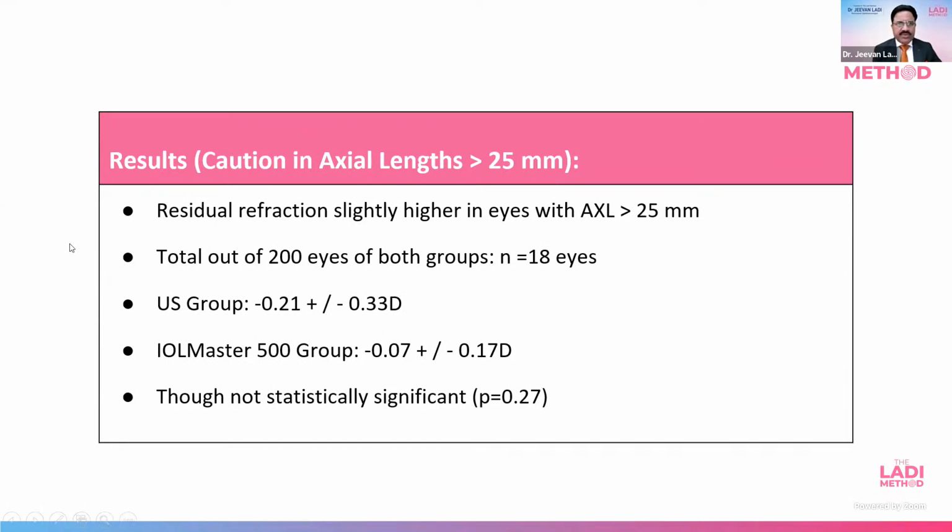In the results, caution should be maintained for axial length which is more than 25 millimeter. The residual refractive error is slightly higher in eyes with, say, axial length more than 25. It was negligible, but out of both the groups, that is 200 eyes, a total of 18 eyes have a little bit of variation in the refraction. So in the ultrasound group, it was minus 0.21, while in the IOL Master 500 group, it was minus 0.07. Though this is not statistically significant, this caution has to be maintained.